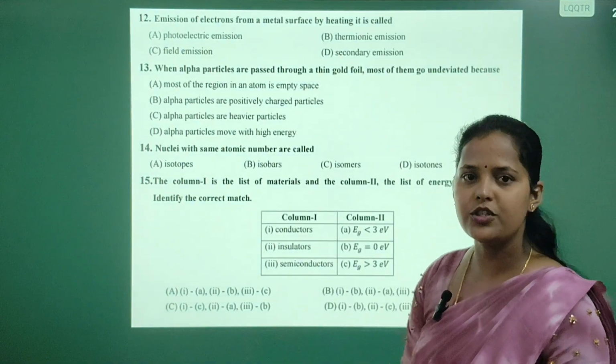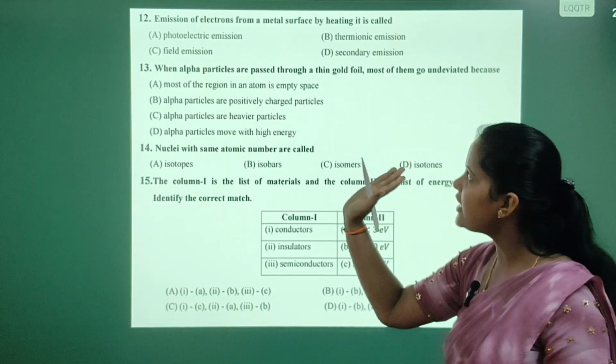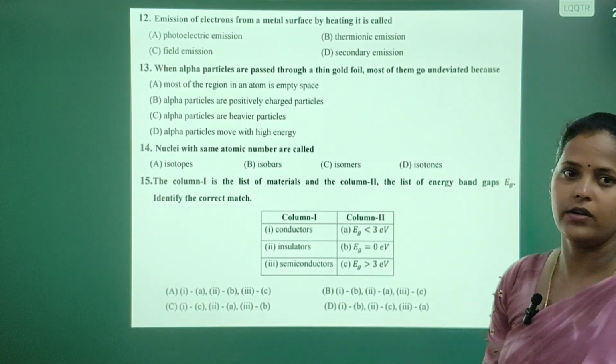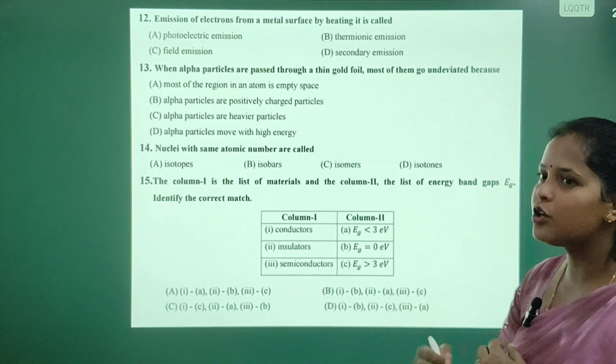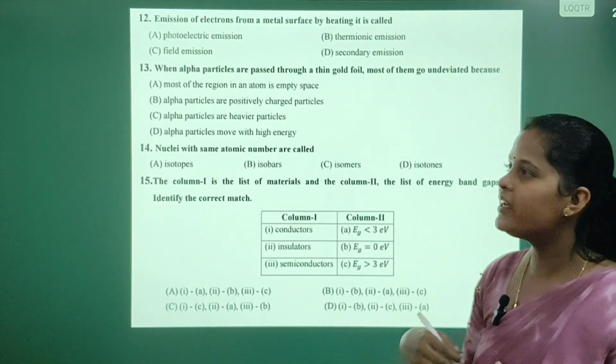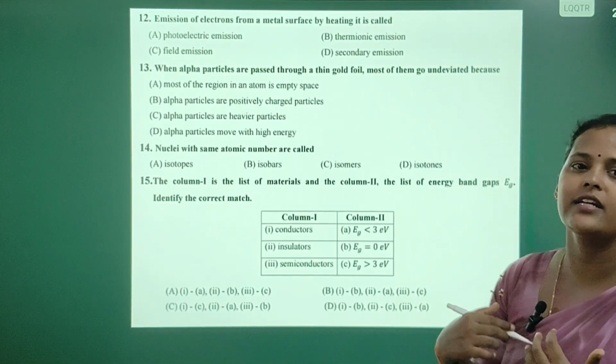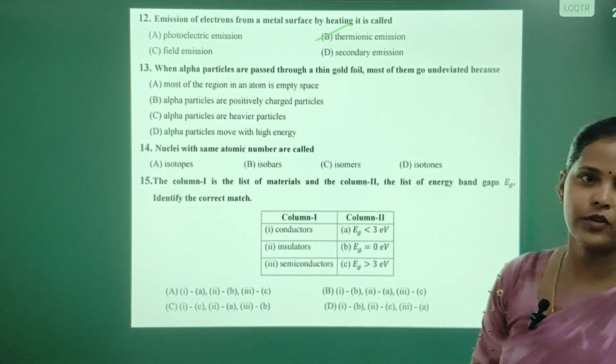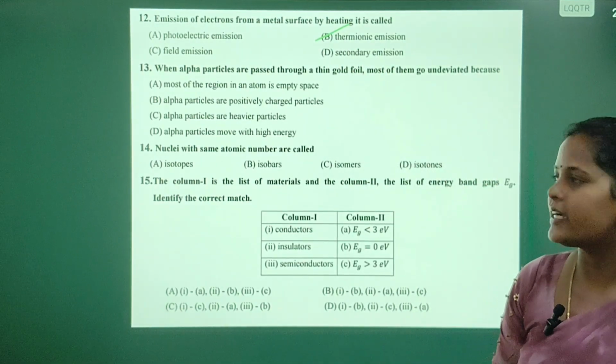Yes, the next question here: the emission of electrons from a metal surface by heating it is called. Okay, so electrons are emitting. When we heat the metal surface, electrons are emitted, so this is nothing but thermionic emission.